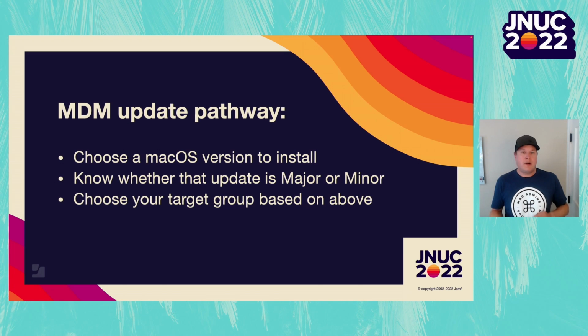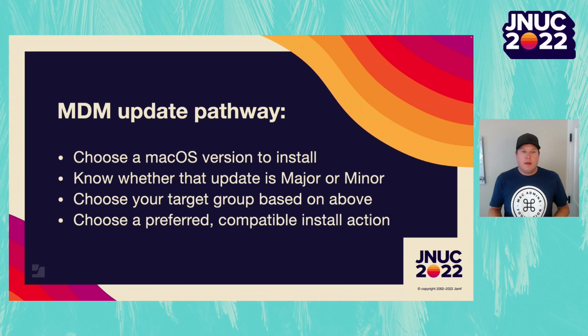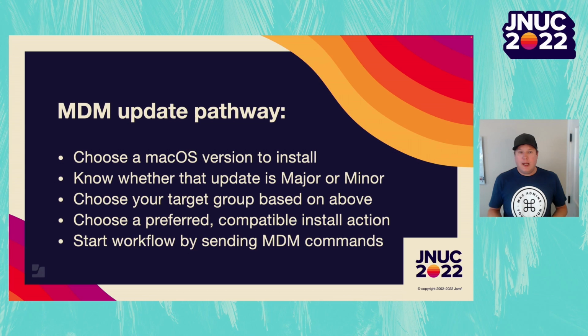So choose your target group when you form an action for MDM updates. Choose that group based on that above knowledge of knowing the perspective of those devices. You'll also then choose your preferred compatible install action based on the installer type, and then start that workflow by sending the commands. As soon as that happens and eventually the schedule OS update command runs on the computer, macOS takes it from there and handles the update process and any requesting of authorization.